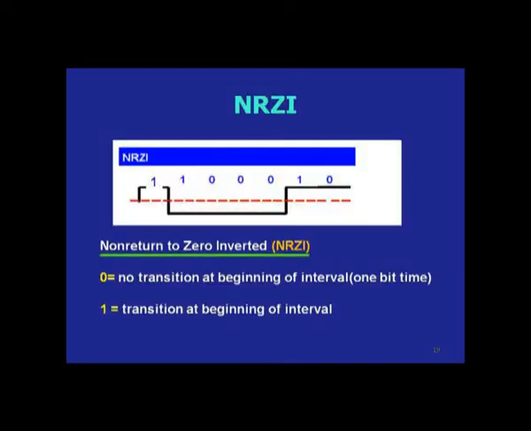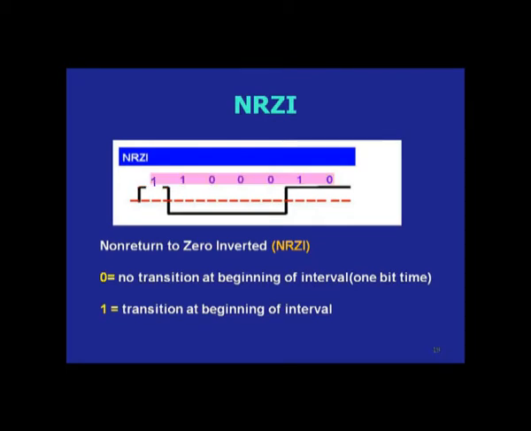The other is the NRZI encoding scheme, which is called non-return to zero with inversion. So what do we mean by this inversion? What we do here is, whenever I want to represent a 1, the 1 is represented as a transition at the beginning of an interval. So I have an interval during which 1 is being transmitted.